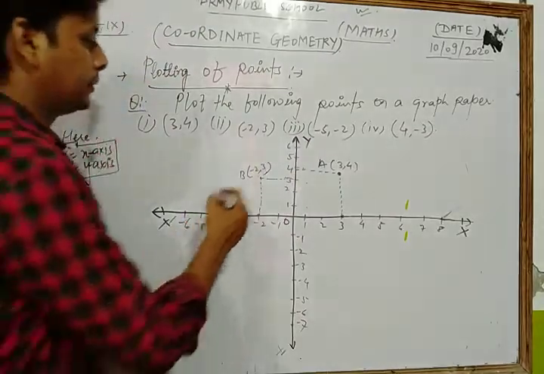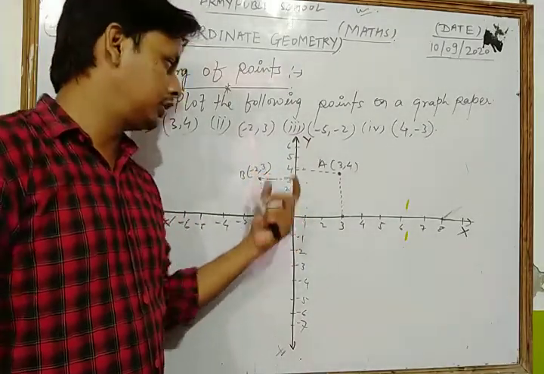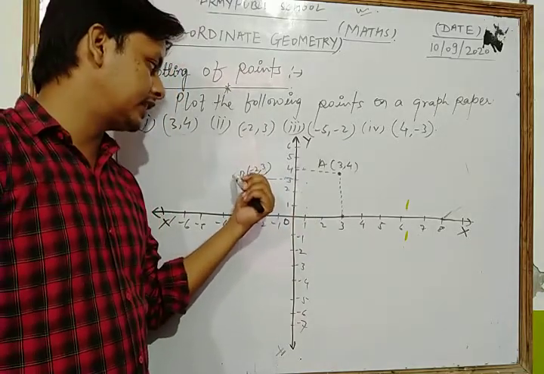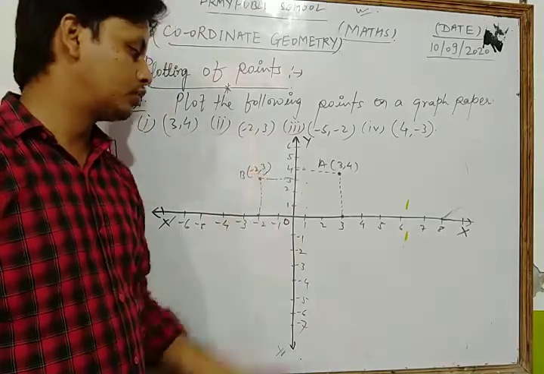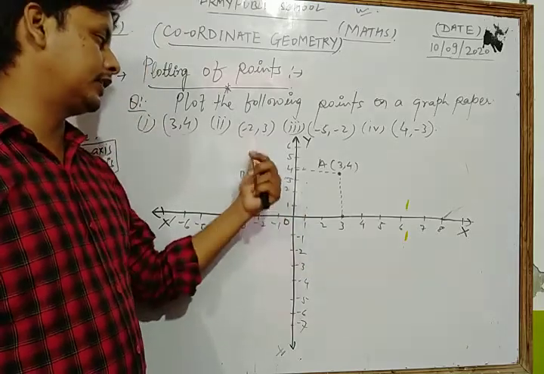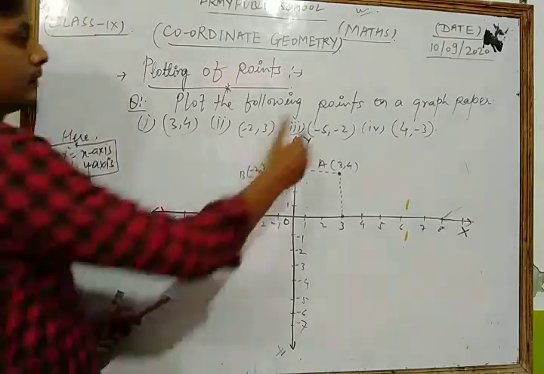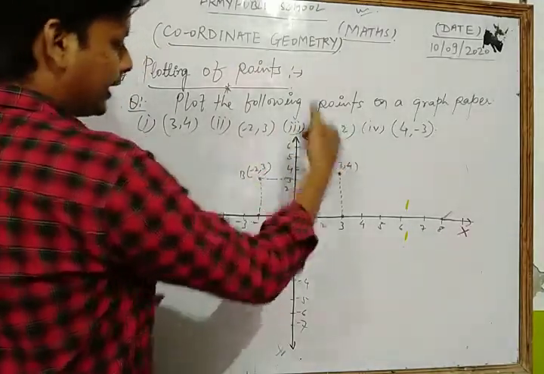This represents the coordinate (-2, 3) on the graph paper because minus 2 is on the negative x-axis, the abscissa is negative. So we go to the left side of the origin, and the ordinate is positive, so we go up from that point. Now we draw the next one, the third, which is (-5, -2).